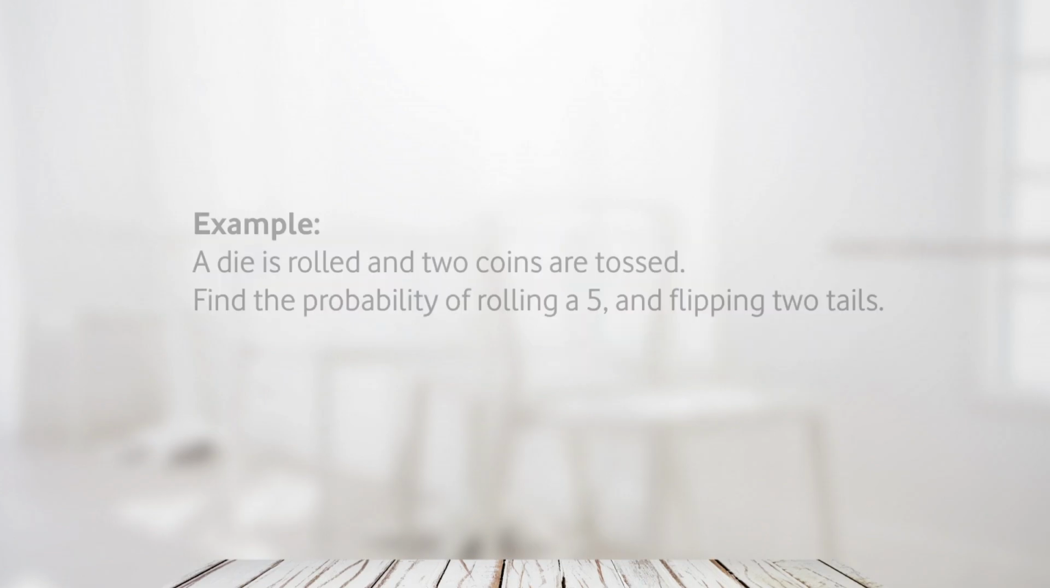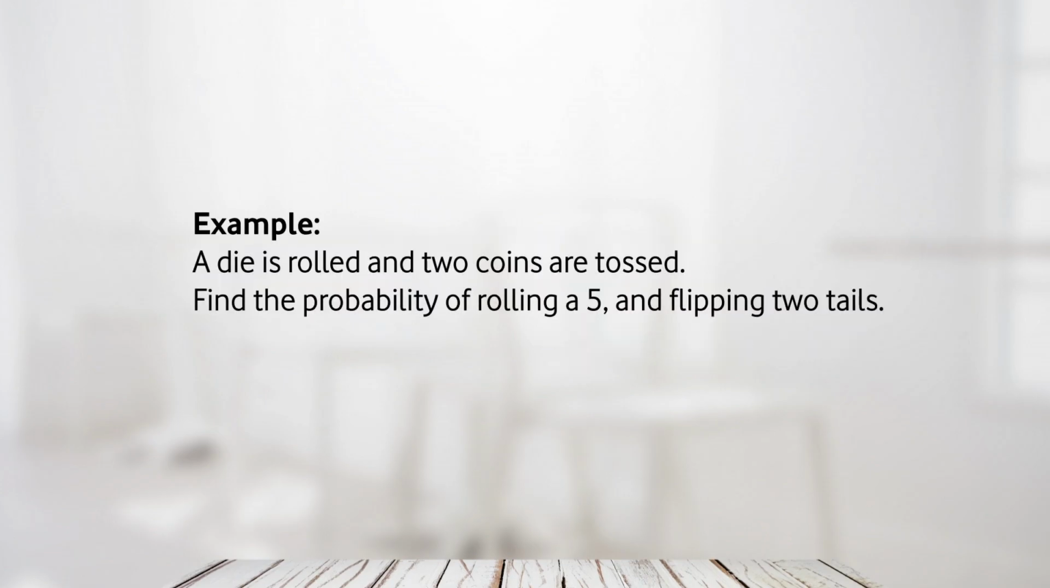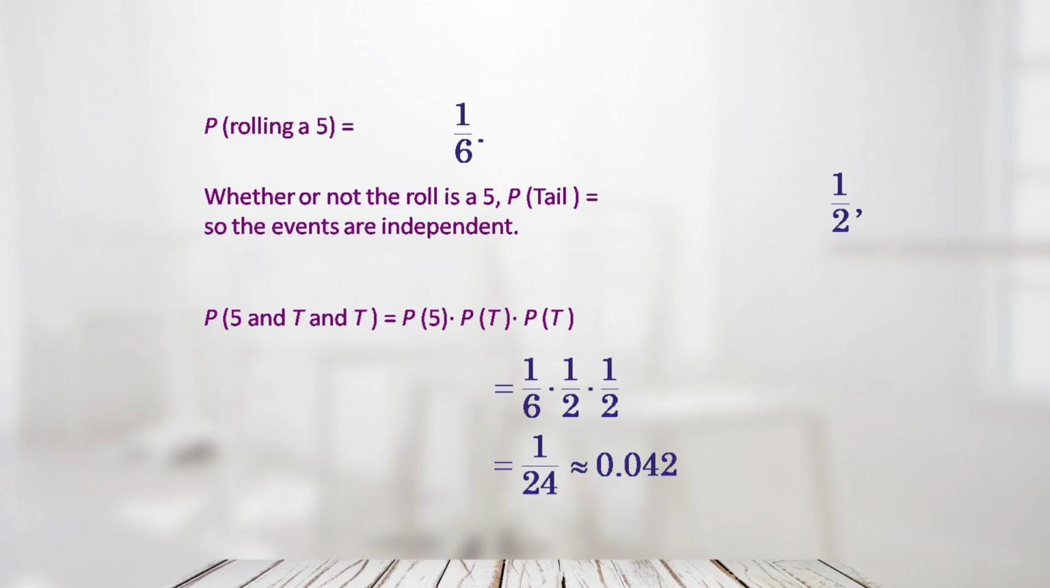So, a die is rolled and two coins are tossed. Find the probability of rolling a 5 and flipping two tails. P(rolling a 5) is equal to 1/6 whether or not the roll is 5. P(tail) equals 1/2. So the events are independent.